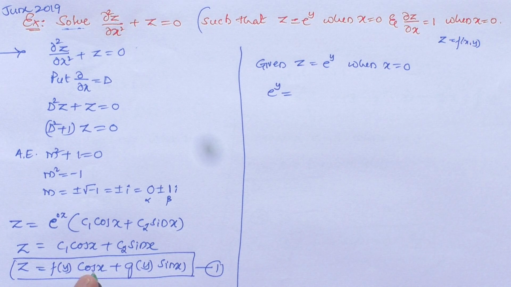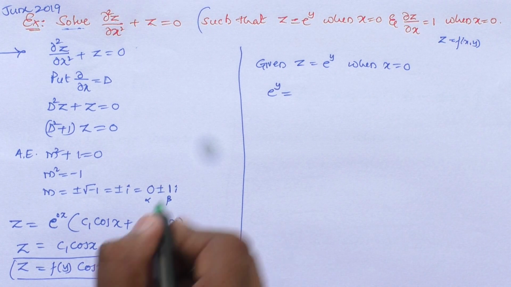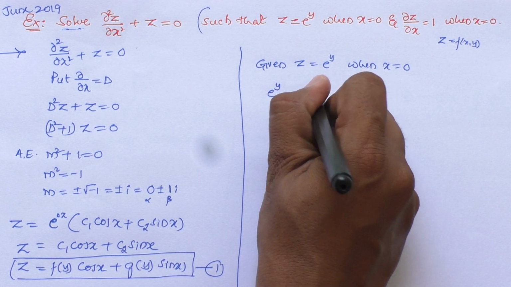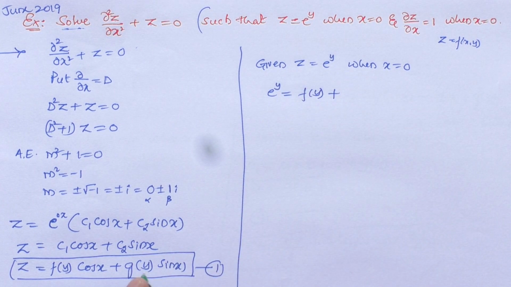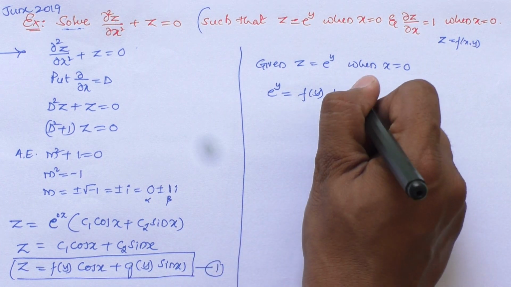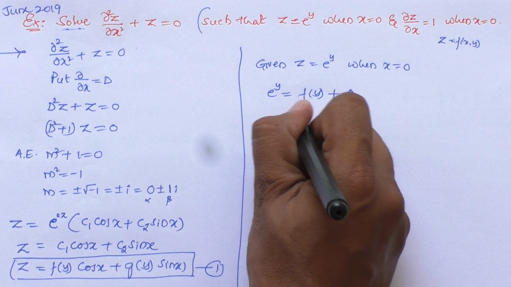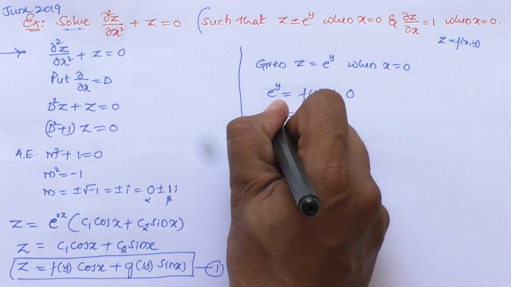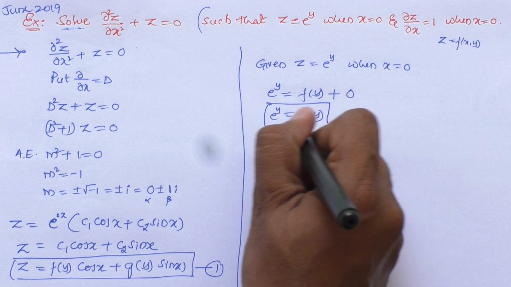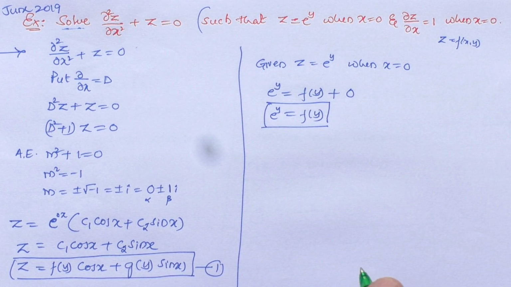when x is 0, cos 0 is 1. So f of y plus g of y sin 0. So we know sin 0 is 0. So it is 0. So we got f of y equal to e raised to y. So this is one term we got.